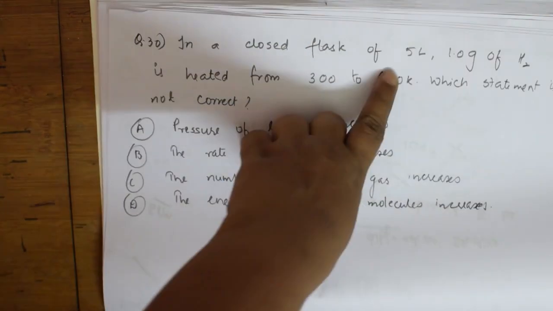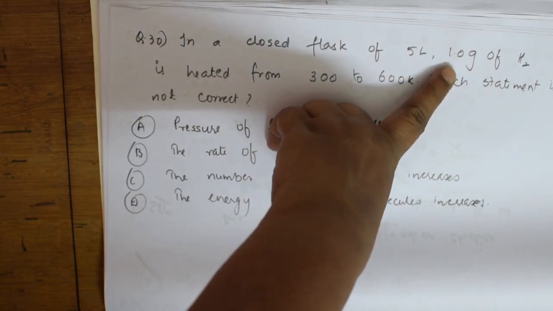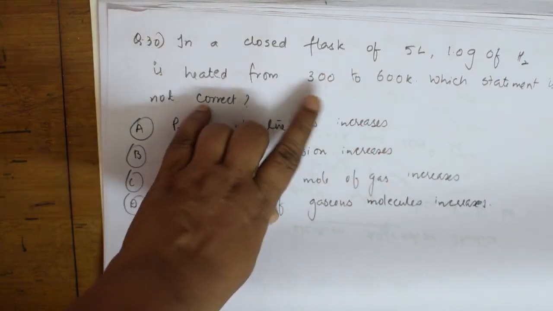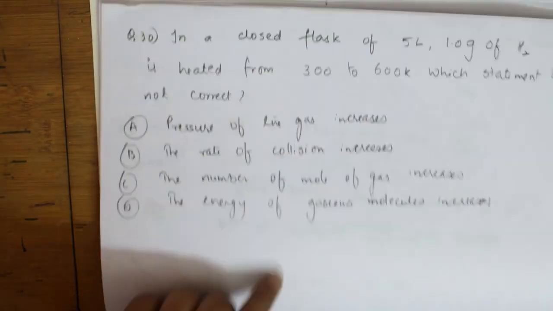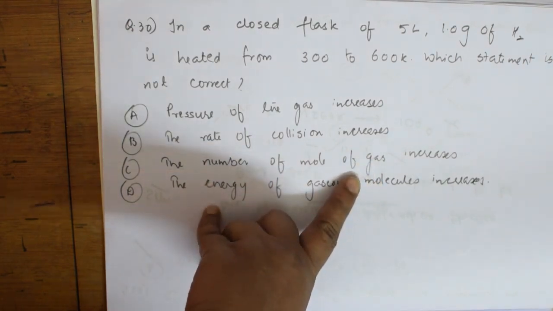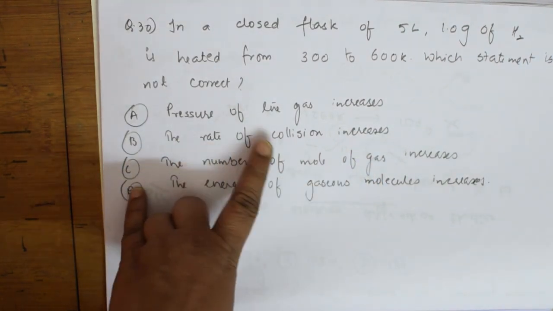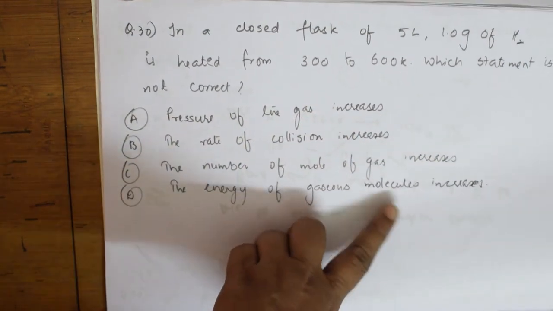So that container, what is its capacity? 5 liter. How much is there? 1 gram of hydrogen. It is heated from 300 to 400 Kelvin. Everything is happening inside that only. So what option? We said the number of moles of the gas increases, the rate of collision increases, the pressure of the gas increases, the energy of the gas molecules increases.